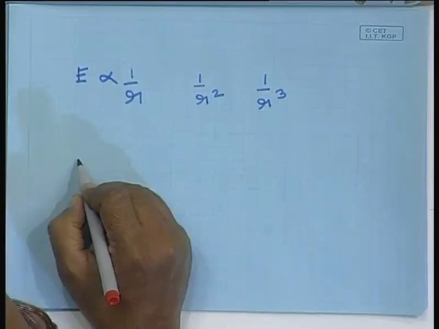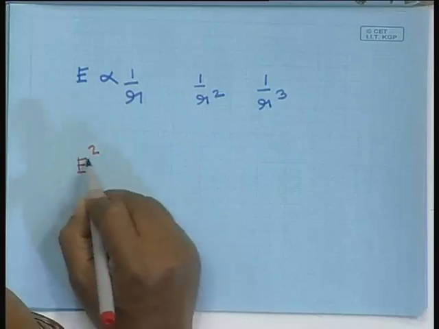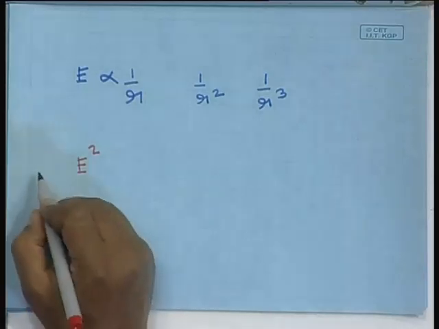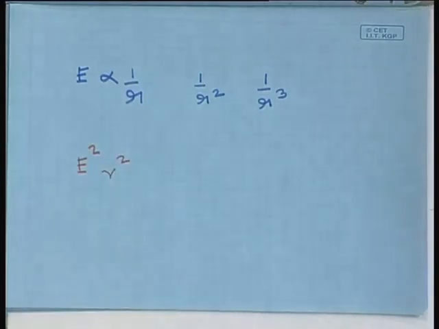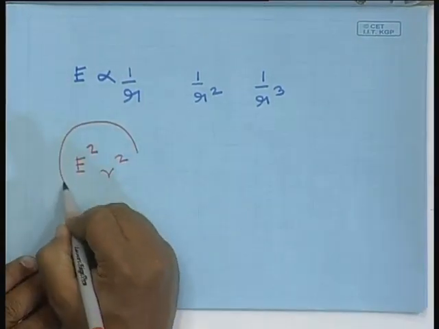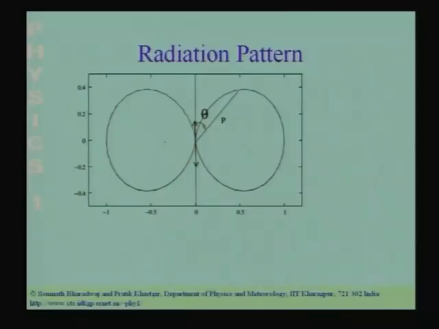When you calculate the total power that is emitted, you have to essentially look at E square. E square gives us the energy flux, which is proportional to E square, and you have to multiply it with r square. When you do the integral over all solid angle, you have to multiply it by r square and then integrate over d theta and d phi. So, the crucial point is that you have to look at the r dependence of this combination, E square into r square. Let me just remind you again what we are talking about.